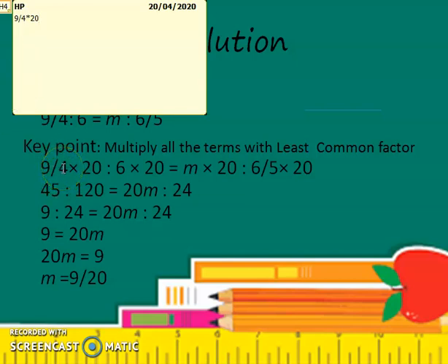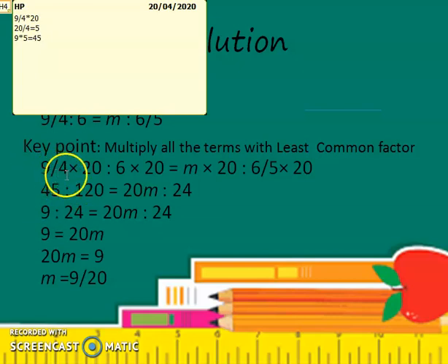As I can see here, 20 can be divided by 4. So 20 divided by 4 will give me 5. Now, as I have divided 20 by 4, I am left with 9 multiplied by 5 here. So 9 multiplied by 5 will give me 45. So I have written 45 over there.